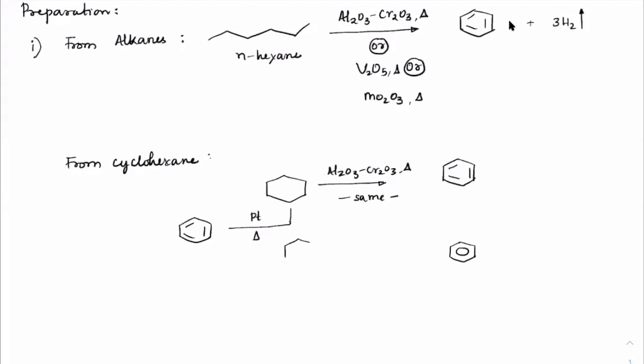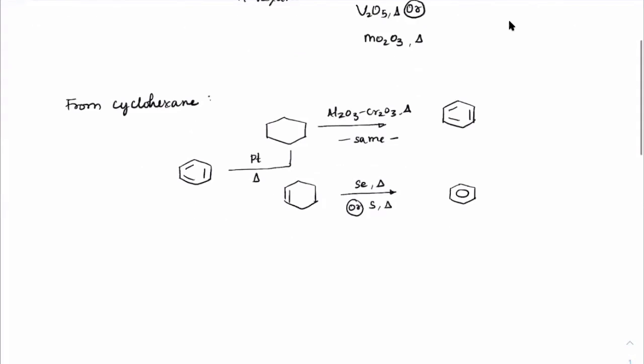But when it comes to sulfur and selenium, at least one double bond should be primarily expected, Se or S and heat. Okay, so one double bond is initially expected. So that is hexene. So in case you have cyclohexene, then we can get this benzene form.